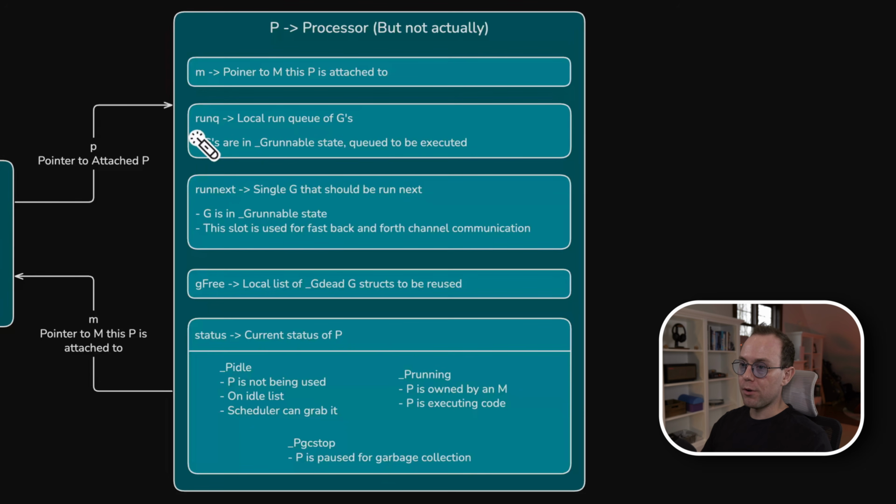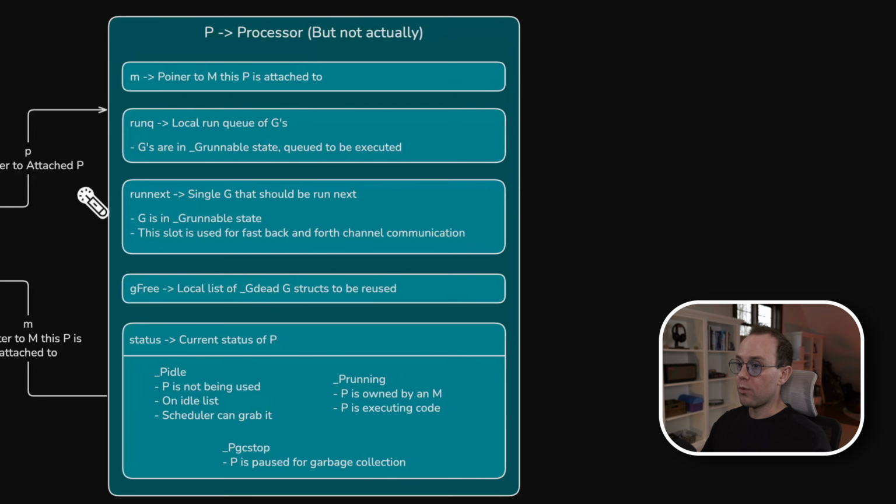Then it has a local run queue of G structs representing Go routines that are ready to be executed. When the current Go routine finishes, the runtime will check this local run queue first before it goes elsewhere to try to find executable Go routines. Then there's a run next slot. So if this has a G struct in it, then the Go routine associated with that G struct will be run next, instead of any of the Go routines in the run queue.